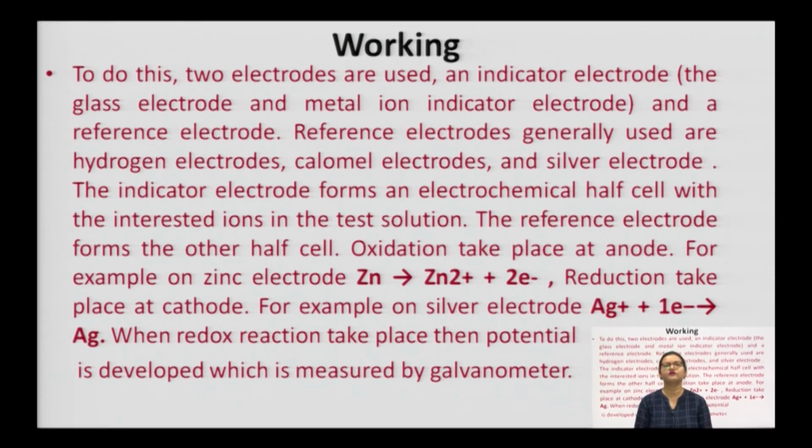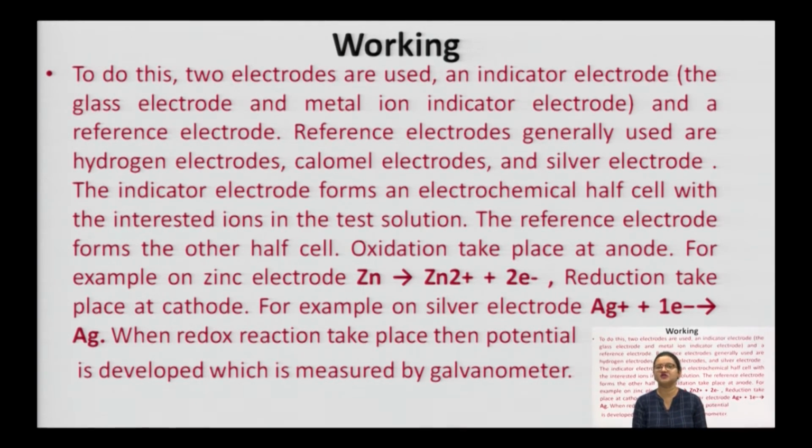The indicator electrode forms the electrochemical half cell, while the reference electrode forms another electrochemical half cell. The interested ions means the ions which are under study, the analytical ions which are to be determined. The interested ions are in the test solution or analytical solution, in which both the electrodes are dipped. The reference electrode forms the other half cell, as I told you earlier.